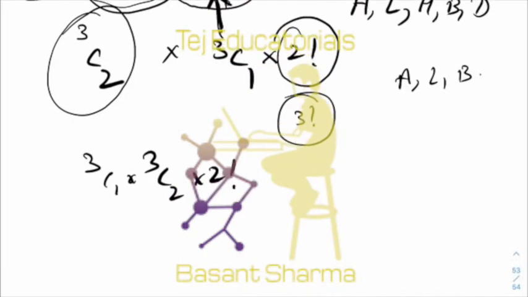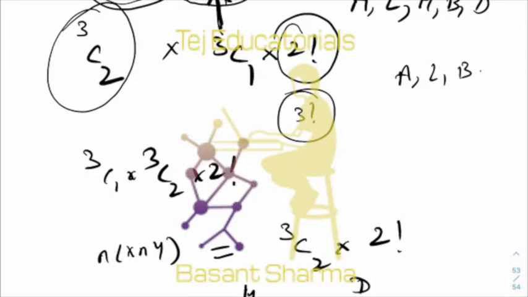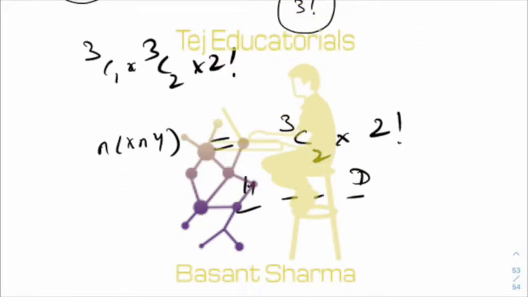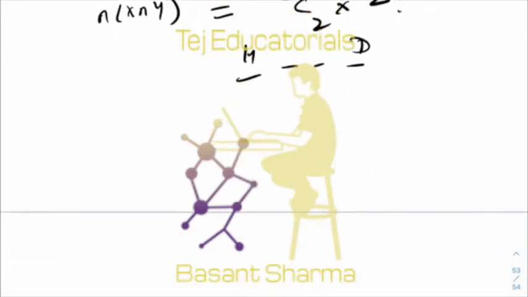Alright, and n(X intersection Y) we have already calculated. This is nothing but 3C2 into 2 factorial, when H is fixed at the first place and D is fixed at the last place. So in both these methods, the final answer will obviously come out to be the same. Let's move ahead.